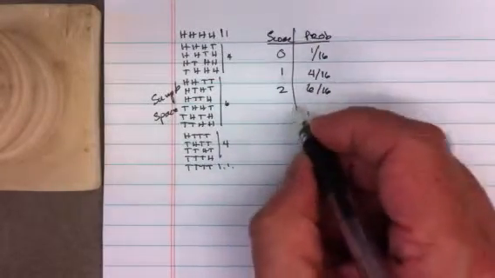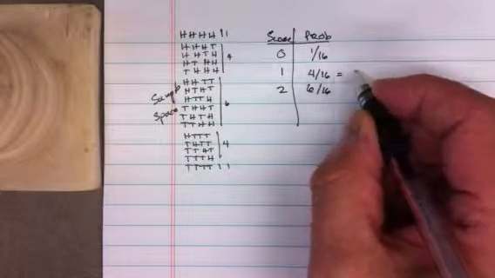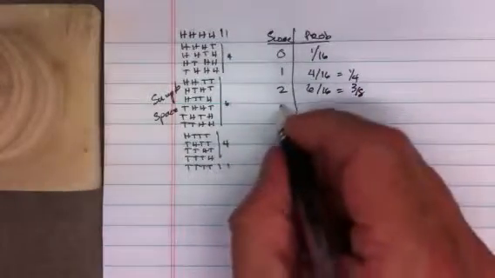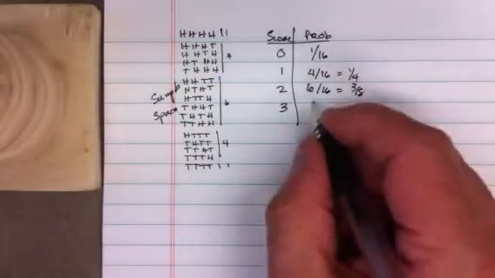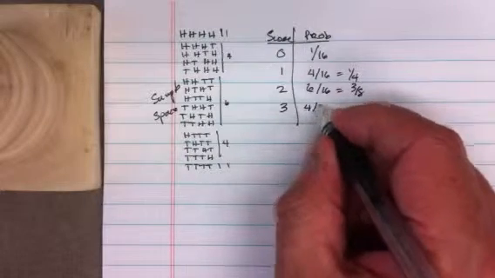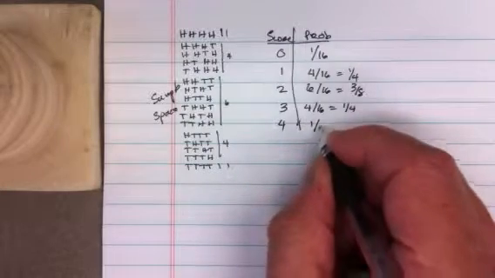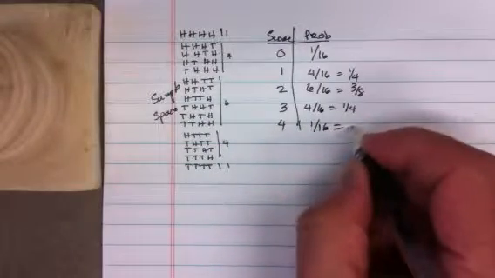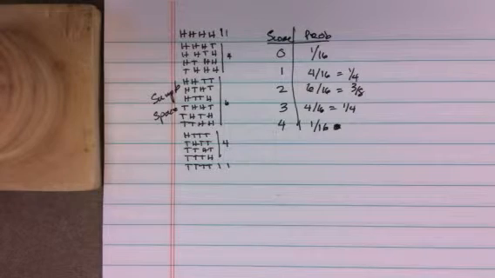There's 6/16. Obviously, we could reduce this. 4 goes into top and bottom evenly, so this is 1/4. This is 3/8. We could reduce them. Score of 3, that would be 3 heads and 1 tail, and there are 4 possibilities there. Again, that reduces to 1/4. And there's only 1 way we can get a 4, and that's the 1/16 probability. So that is the table showing the probabilities of the distributions for this game.